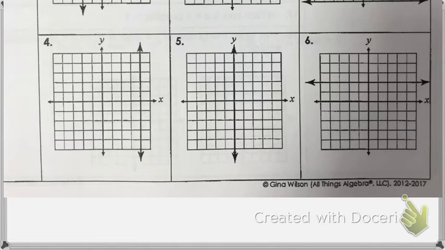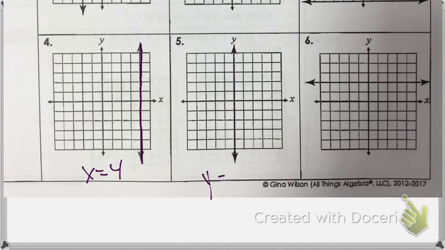Number 4. Emma, what are you thinking for number 4? x equals 4. Well, let's test it out. No matter where I'm on this line, does x equal 4? Yes. Sweet. Number 5, Lily. y equals 0. Let's test it out. So, everywhere on this line, does y equal 0? Yes.